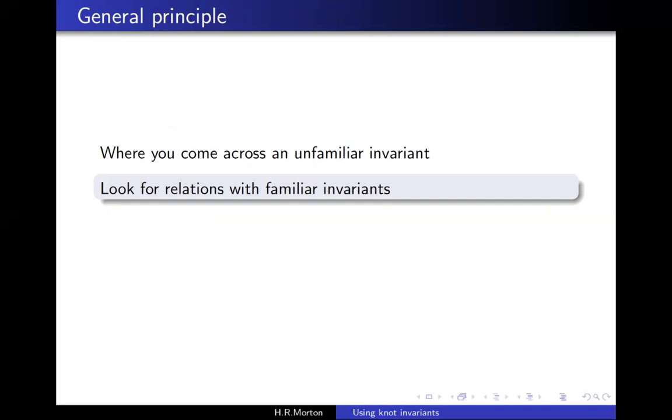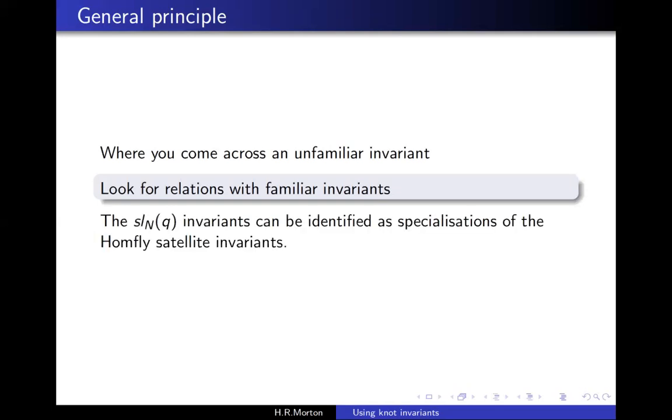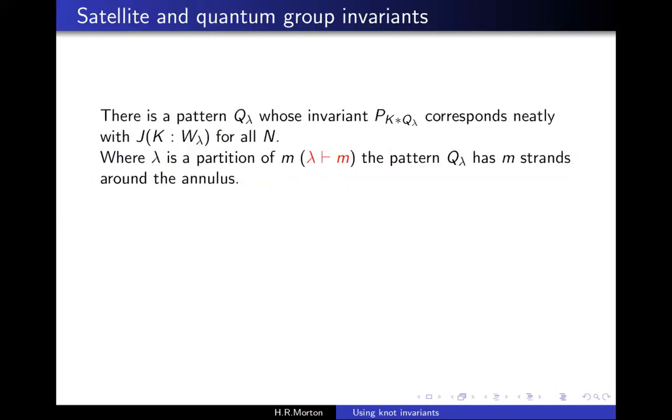But of course, when you come across an unfamiliar invariant, maybe unfamiliar to you and familiar to somebody else, it's very natural. In fact, it's an important thing to do to look for relations with familiar ones. And those quantum group invariants turned out to be very much related with the Humphries satellite invariants. They could be identified as specializations of them. If you played your cards right, you could get one lot from the other.